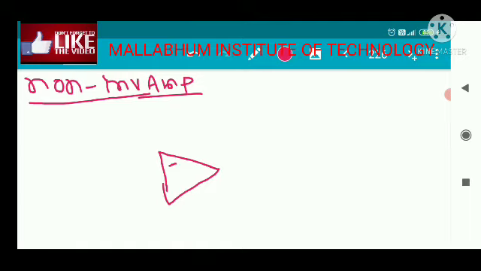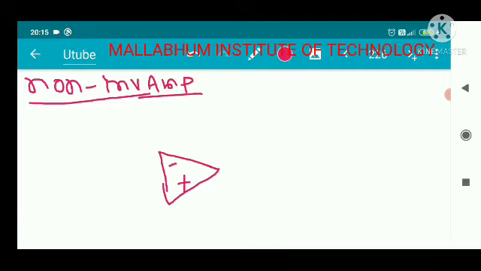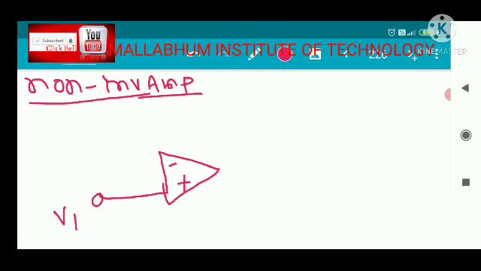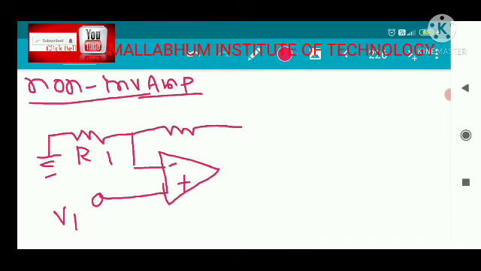So this is your negative, this is your positive terminal. As this is the non-inverting amplifier, we are giving the input to the non-inverting terminal. This input we may consider as V1. There is a resistance R1, and the inverting terminal is grounded through it. There is a feedback resistance RF, and this is the output voltage V0. Okay, so this is the circuit diagram.